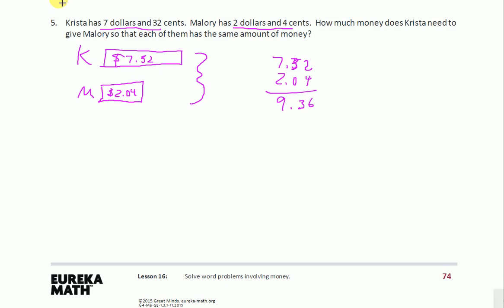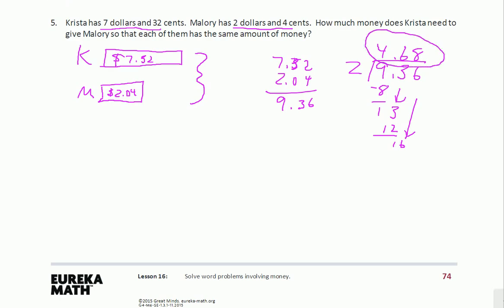And now we need to divide that by 2 because we need to find out how much each should have. Okay, so then we're going to go $9.36. Divide that by 2. So 4 times 2 is 8. Okay, bring down the 3. 6 times 2 is 12. Bring down the 6 and 8. So to make them equal, each needs to have, this is an important number here now, $4.68.